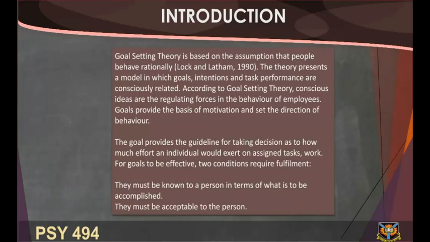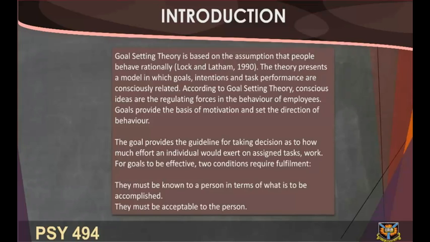Introduction. Goal-setting theory is based on the assumption that people behave rationally (Locke and Latham, 1990). The theory presents a model in which goals, intentions, and task performance are consciously related. According to goal-setting theory, conscious ideas are the regulating forces in the behavior of employees. Goals provide the basis of motivation and set the direction of behavior.